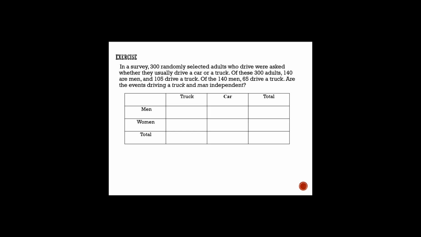Now look at my numbers. Of the 300 adults, 140 are men and 105 drive a truck. Of the 140 men, 65 drive a truck. And it wants to know, are the events driving a truck and man independent of each other? So what we have to do first is take these four numbers that we've been given, fill in our contingency table, and then figure out what the other numbers are. And it's not as hard as you might think.